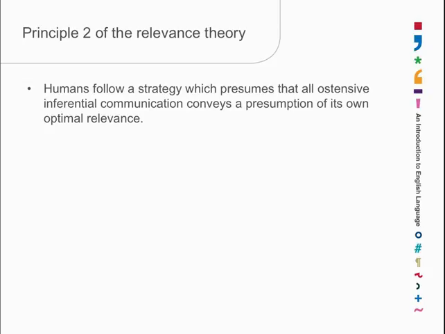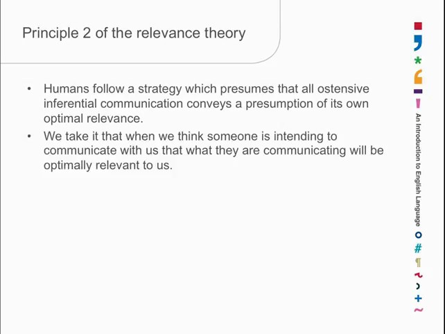Wow, that's a fairly long-winded way of saying that. What does it mean? It means we take it that when we think someone is intending to communicate with us, that what they're communicating will be optimally relevant to us, that it will make the biggest possible difference to our cognitive environment. That's what we assume, and that's what relevance theory suggests.